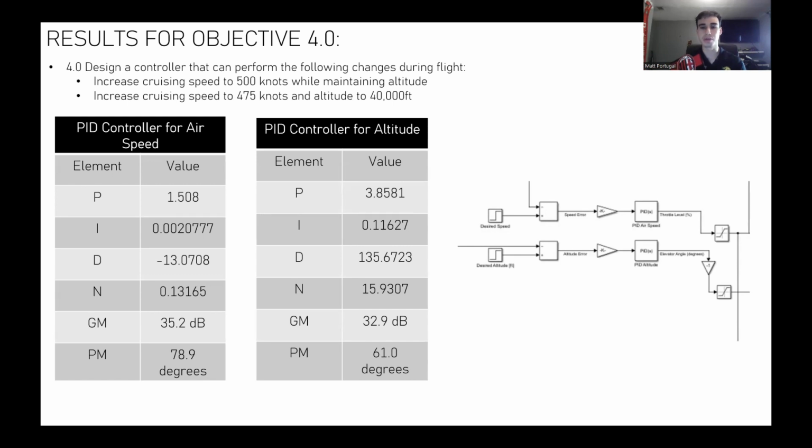Another important thing that we had to implement was the step input. The final value for the step input was the delta between the requirement and the actual. So for example, if we needed to increase our altitude to 40,000 feet and we're at 38,000 feet, then the final value is going to be 2,000 feet.